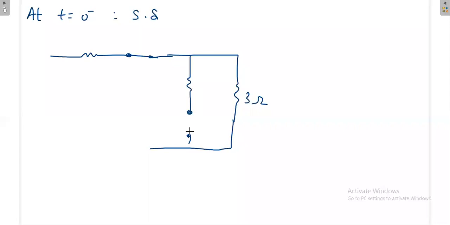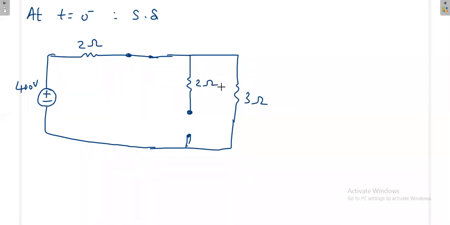This is the inductor short, again this resistance, this is 3 ohm, and the capacitor will be open at steady state. This is 400 volt. Then what is the value of this resistance? That is 2 ohm. Now I'll put plus here, minus here.